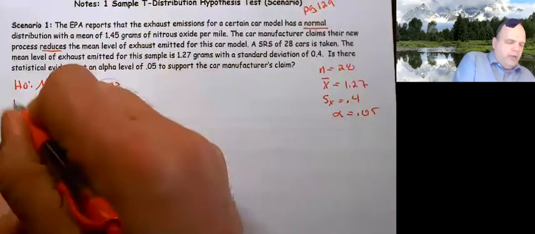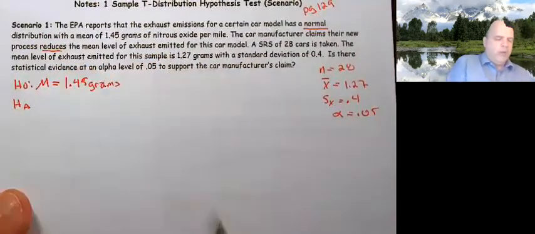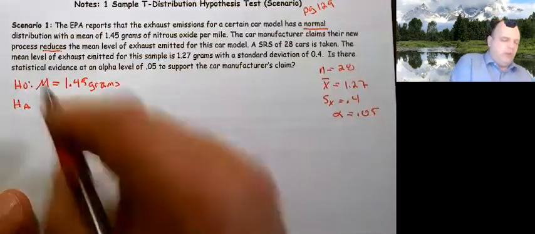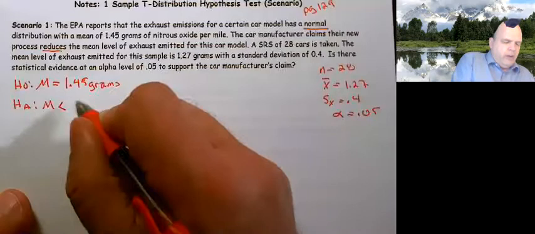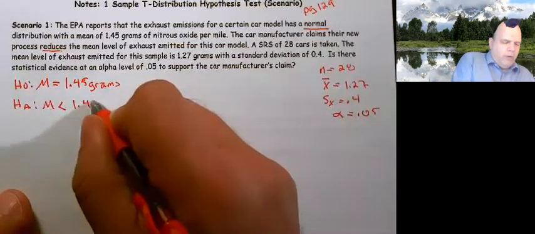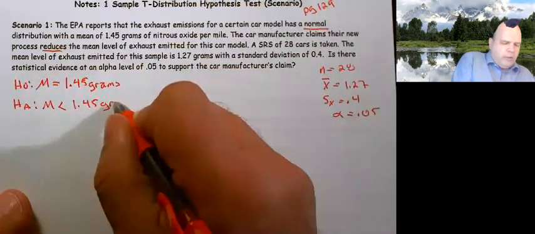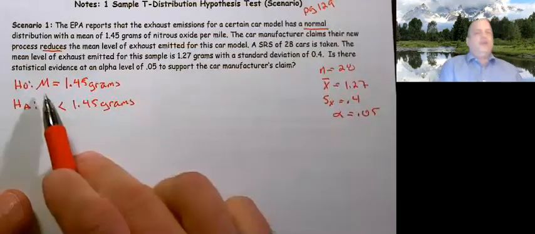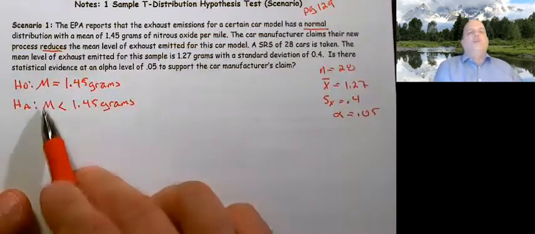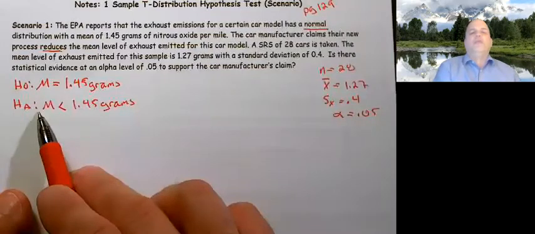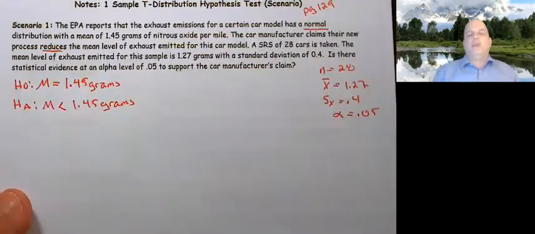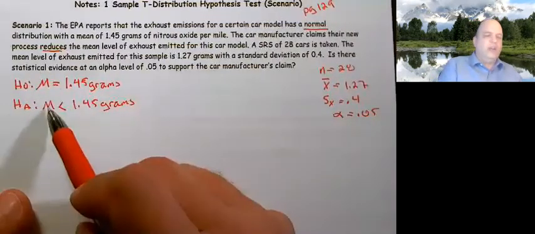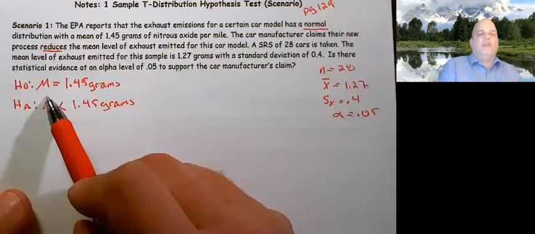The alternative, well, they said reduces, so this is going to be a less than. So mu is less than 1.45 grams. Now this is a major caution. Make sure you're using mu. You're always going to use the population parameter symbols here. If you use an x bar here, you're losing 25% of your score. So just don't do that. Make sure you're using the population parameter symbols.